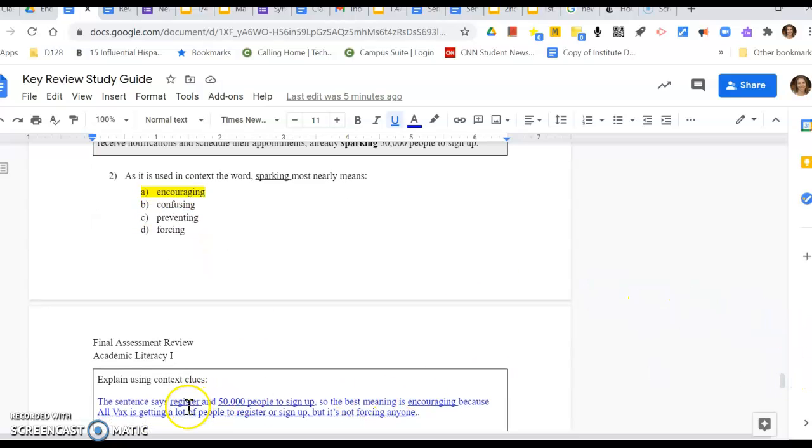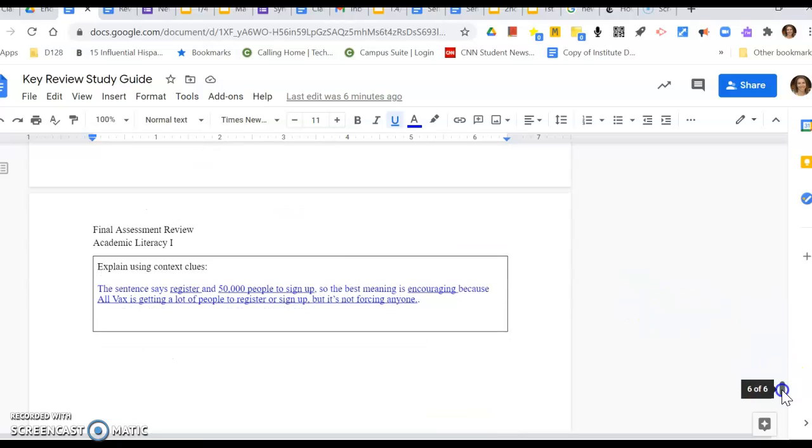And I wrote that because the sentence says register and 50,000 people to sign up. So the best meaning is encouraging because AllVax is getting a lot of people to register or sign up. It's not forcing anybody. So forcing doesn't really work because people are voluntarily signing up. It's not confusing anyone, and it's certainly not preventing them if 50,000 people are signing up. So encouraging was the best answer there.